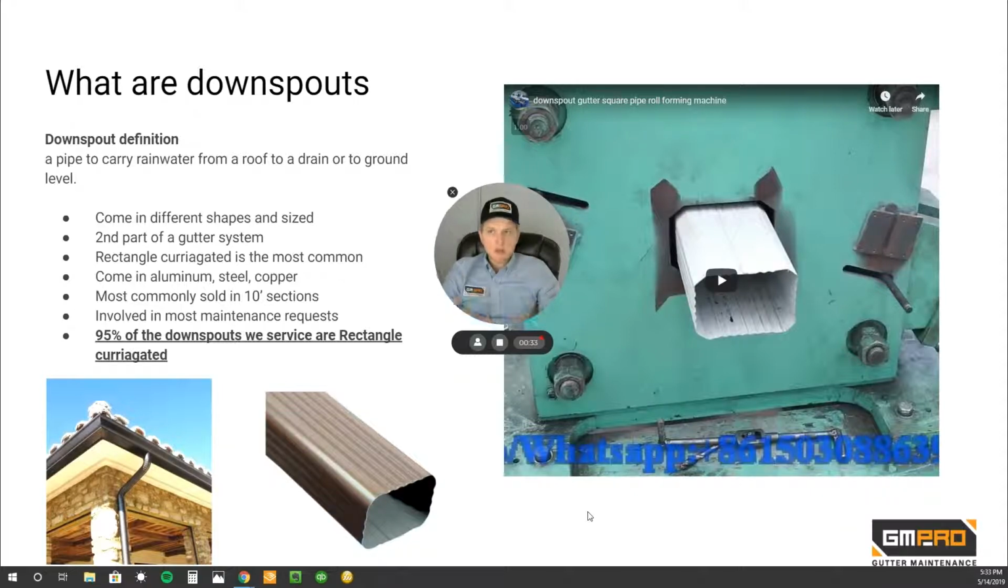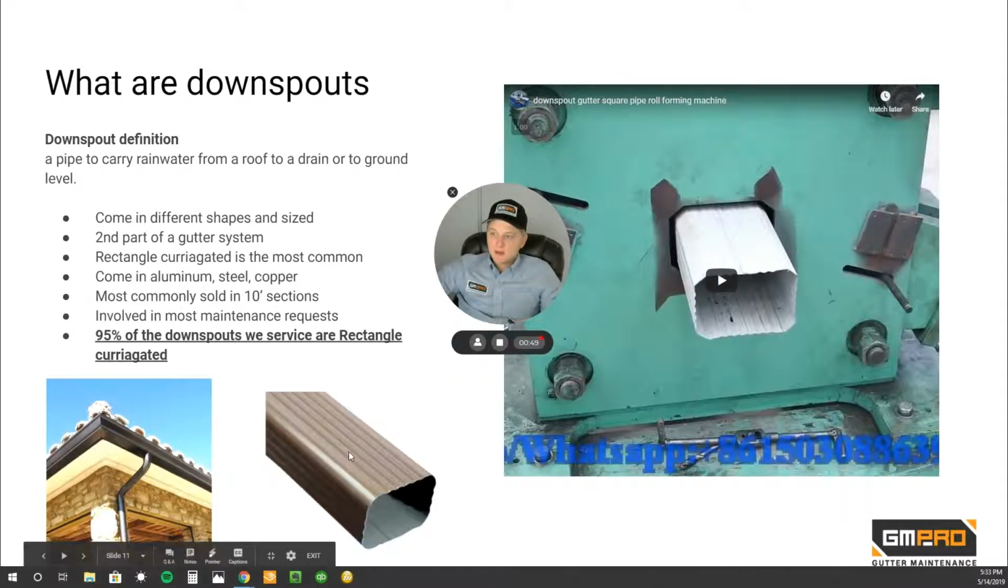So the definition of a downspout is a pipe to carry rainwater from a roof to a drain or to a ground level. Downspouts come in different shapes and sizes. It's the second part of a gutter system, like I mentioned before. Rectangular corrugated is the most common, and you can see that in this picture here. This is a corrugated downspout. This is the most common type of downspout.